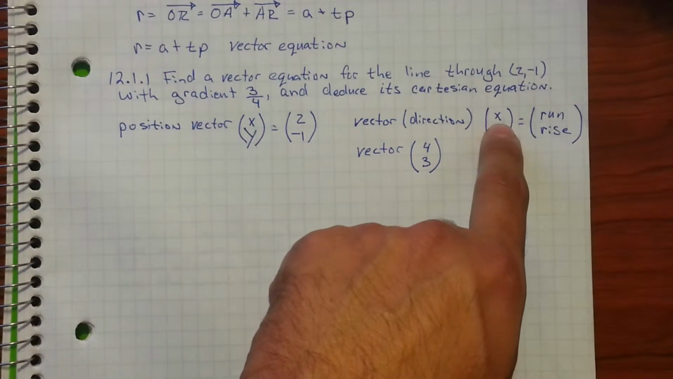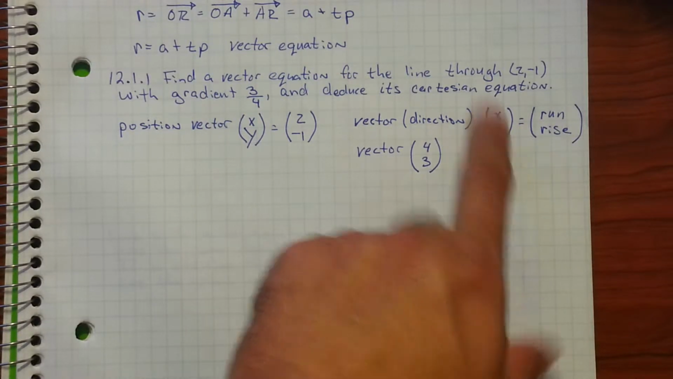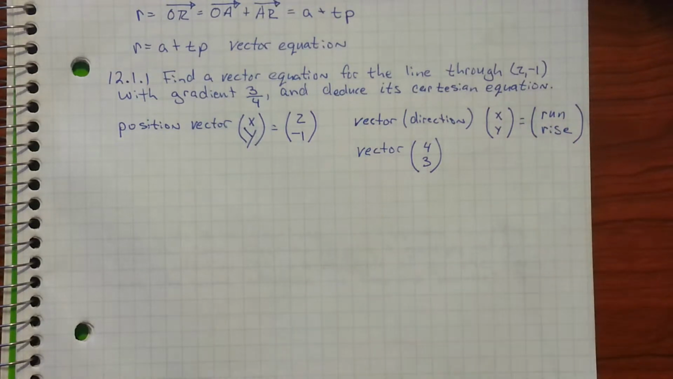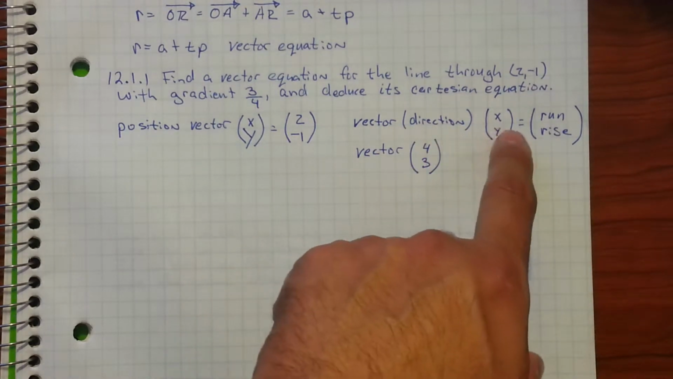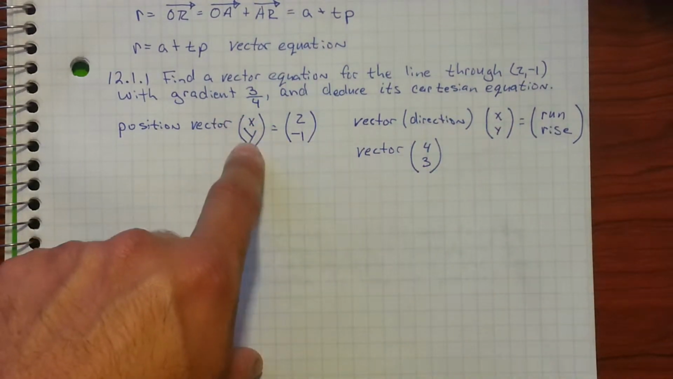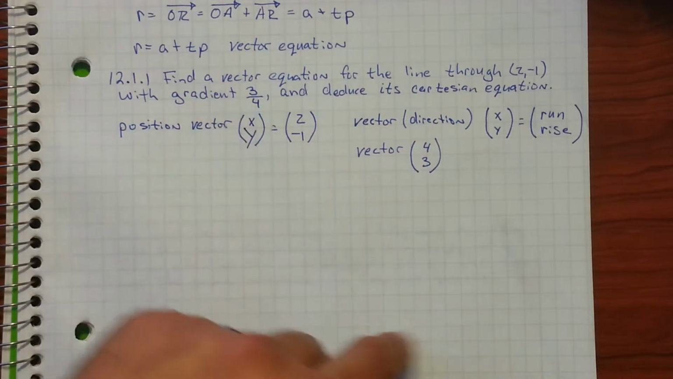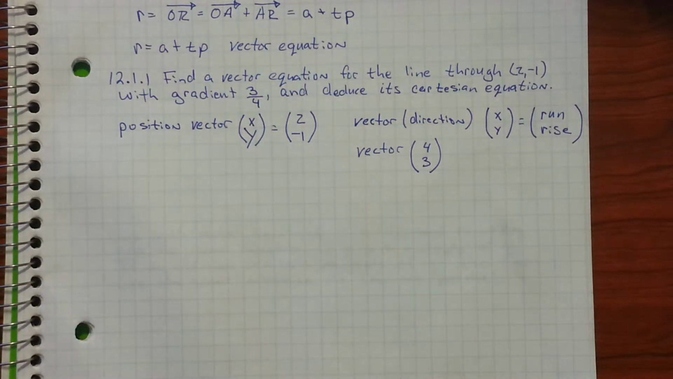But because x is my left and right, and my y is my up and down, I have to change this into run over rise, because normally for slope it's rise over run. In this case, because we have the vector, it's going to be x over y because it's got to match this. Since my gradient is 3/4, my run is going to be 4, and my rise is going to be 3. So my vector is going to look like that.